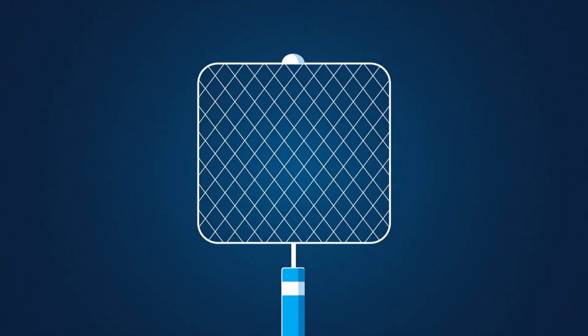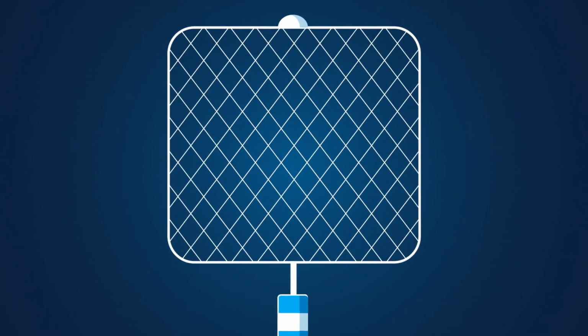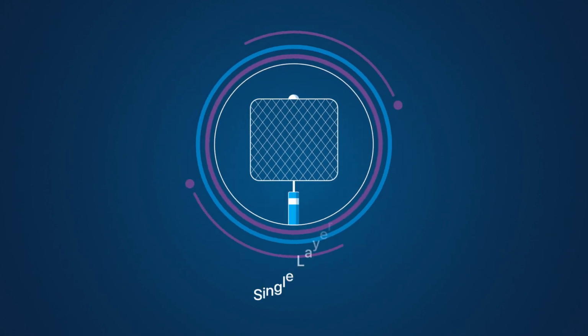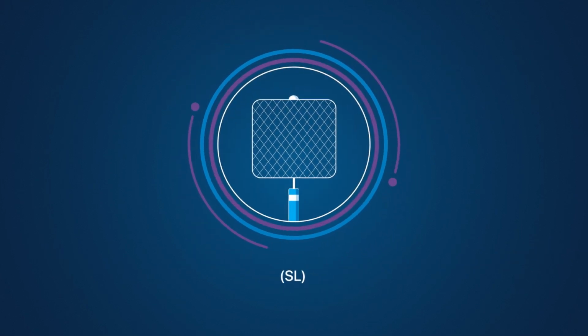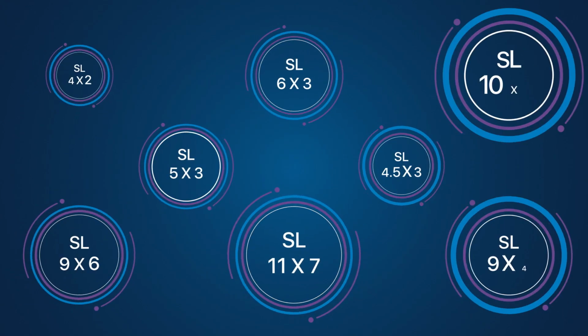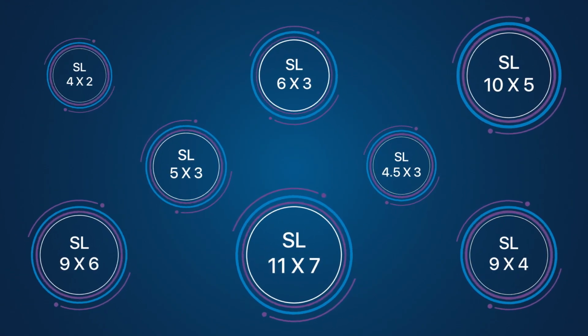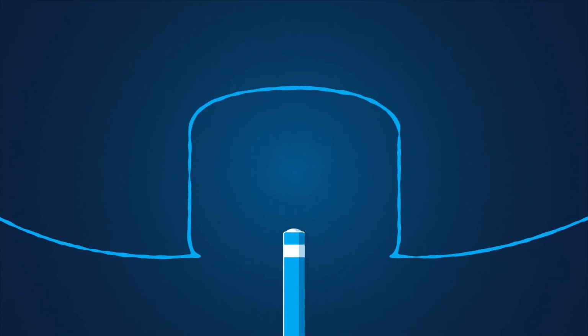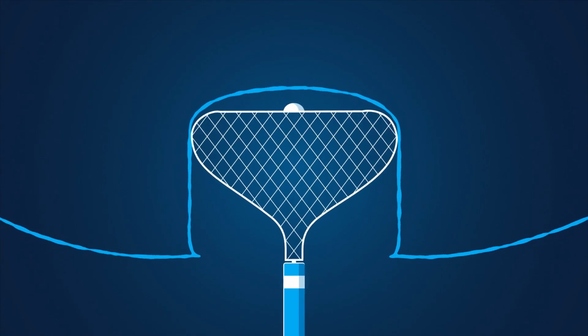The Webb embolization system offers a single device solution for the treatment of wide neck bifurcation aneurysms. Webb is offered in a single layer shape in multiple sizes to treat aneurysms with widths of 3 to 10 millimeters. Proper sizing of the Webb is important to ensure long-term device stability.